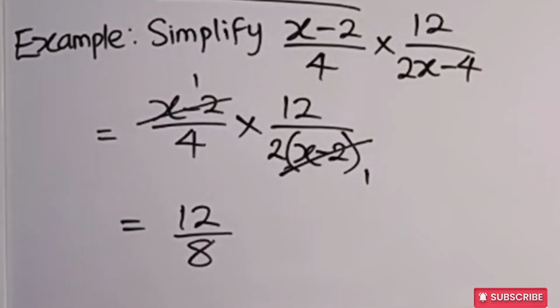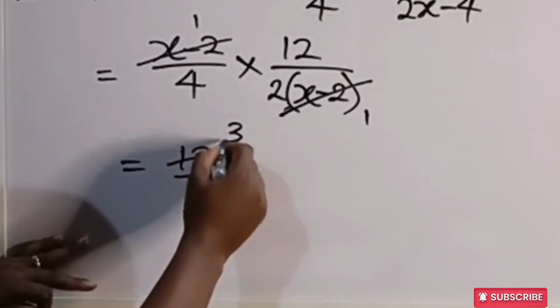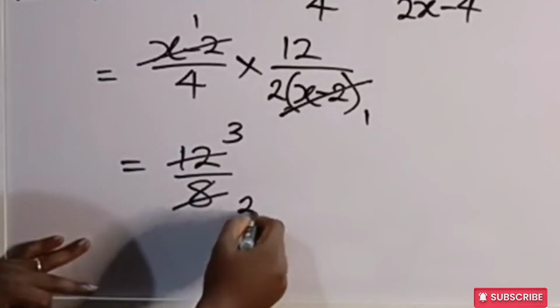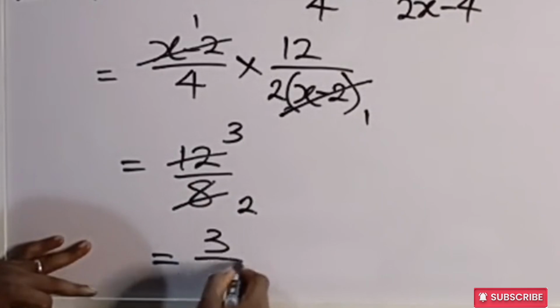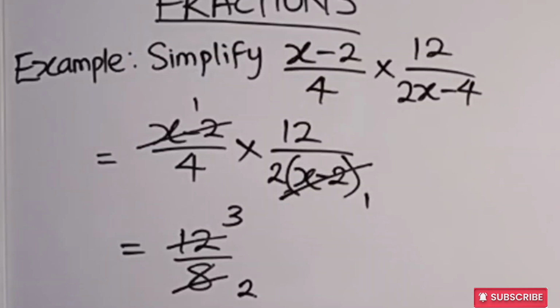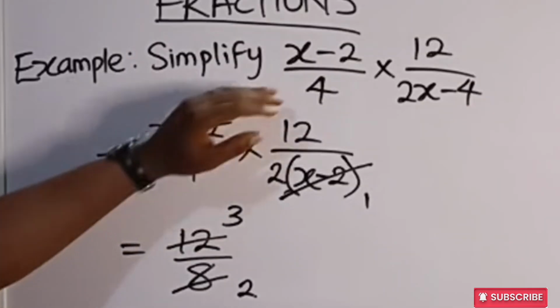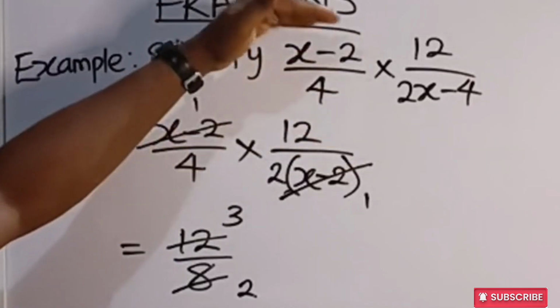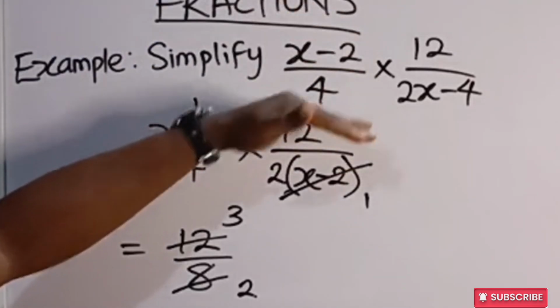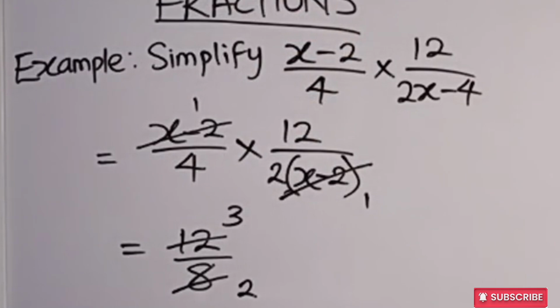At this point, do we have what we can cancel out between 12 and 8? 4 can divide both 12 and 8. 12 divided by 4 gives you 3. 8 divided by 4 gives you 2. So our final answer is 3 all over 2. As I said, the first step is identify opportunities to factorize, either on the numerators or the denominators. You must scan through the entire expression to see if you can factorize. Once you are done with that, the next thing is to look for opportunities to cancel out between the numerators and the denominators. Okay.